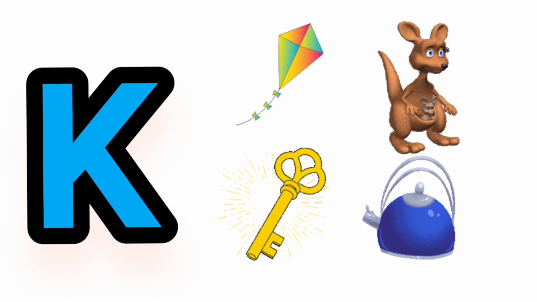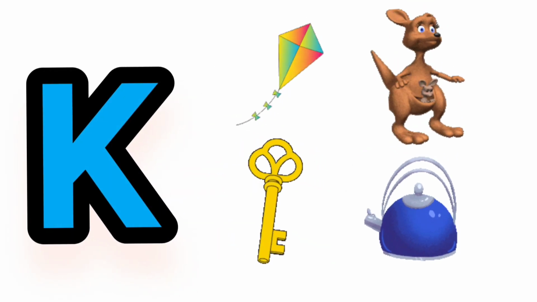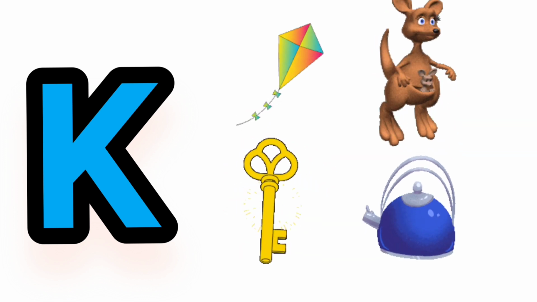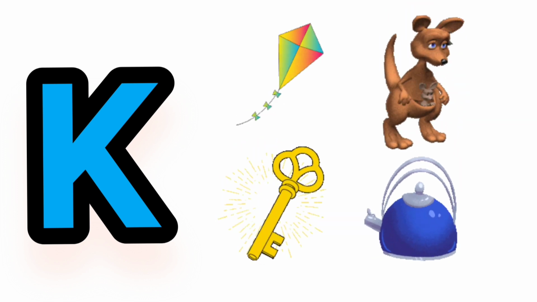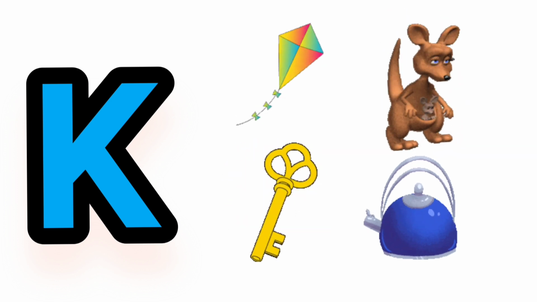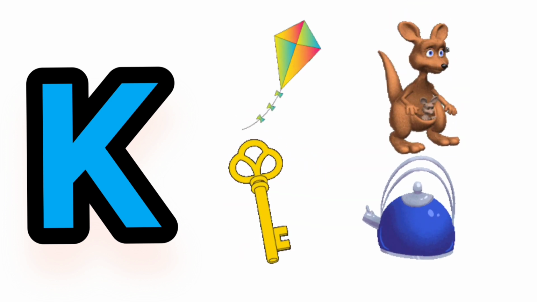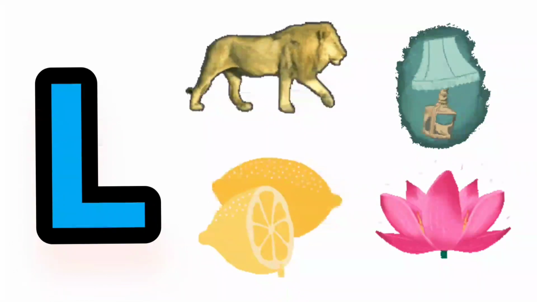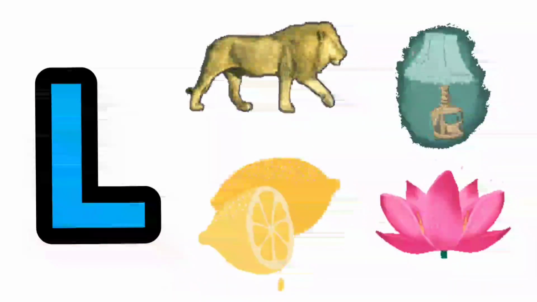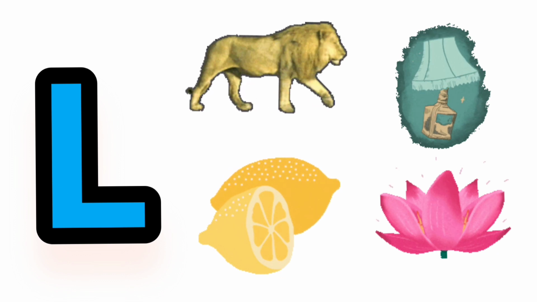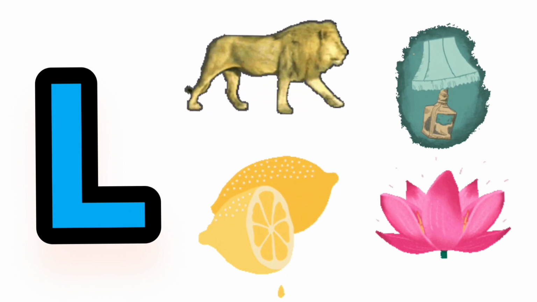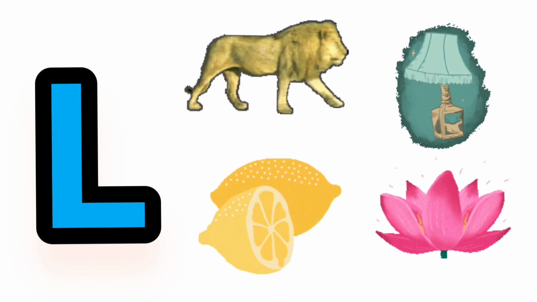K for kite. K for kangaroo. K for key. And K for kettle. L for lion. L for lamp. L for lemon. And L for lotus.